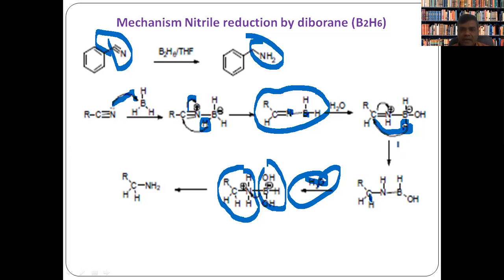After that, hydride ion transfer from the boron to the carbon, we get this one. And again on hydrolysis, again addition across the nitrogen boron bond, and then bond cleavage between nitrogen and boron, and finally we get the primary amine. So in this way, cyanide is converted to primary amine.